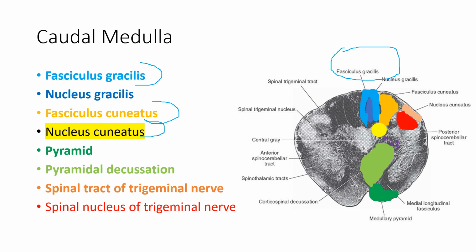You can see the brighter yellow. You can see the pyramids. Remember, pyramids are going to carry corticospinal information, and then the decussation is where they cross over. See in orange the spinal tract of the trigeminal nerve. You can see the spinal nucleus of the trigeminal nerve in red.